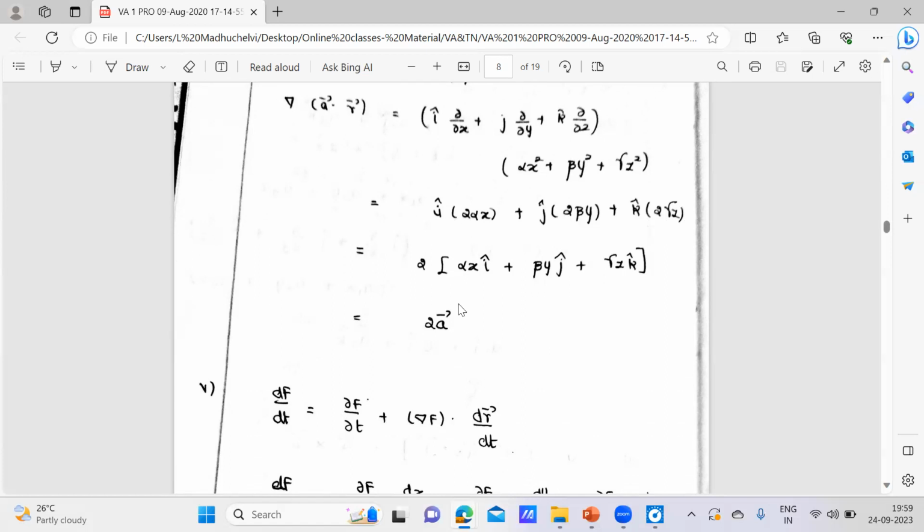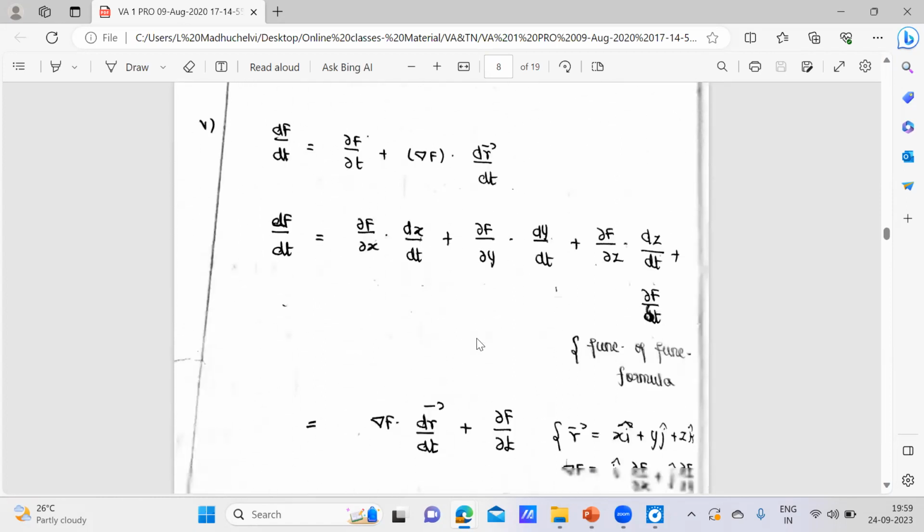Let us take 2 outside, then 2 times (alpha x i plus beta y j plus gamma z k). What is alpha x i plus beta y j plus gamma z k? That is A. So 2A. So we got del of A dot r equal to 2A.